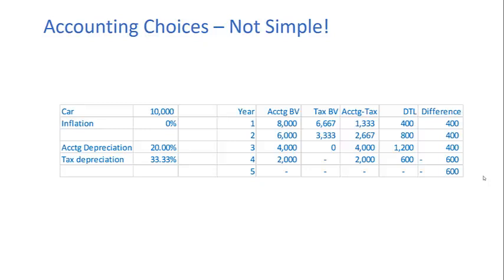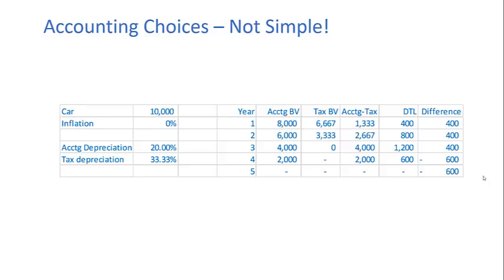So let's just demonstrate what this sort of looks like. If we have a car which we purchased for $10,000 and I'm going to have no inflation, I'm going to have accounting depreciation of 20% per annum, tax depreciation of 33% per annum, and you can see that that gives accounting book values and tax book values, and that gives you a difference between the two, 1,333, 2,667, 4,000, 2,000 and 0. What I'm highlighting here is the fact that if you've got an accounting book value and a tax book value and they're different, that's the 1,333, that means that you've claimed more tax depreciation initially, so you've paid less tax than you would otherwise have to.